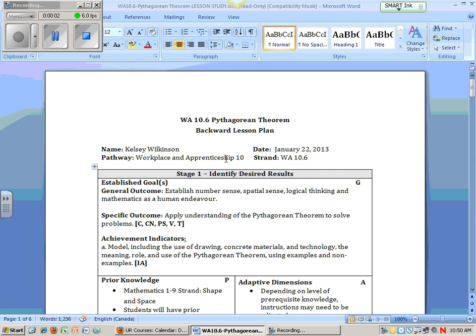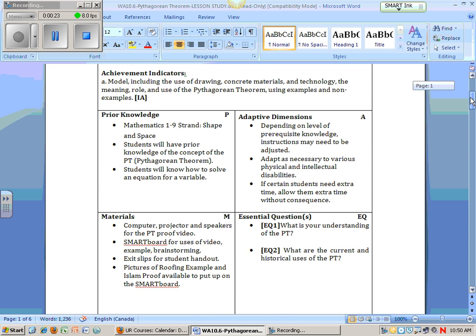Alright, so for our original lesson we did Workplace and Apprenticeship 10.6, Pythagorean Theorem, and we focused on the outcome: apply understanding of the Pythagorean Theorem to solve problems, and on the indicator: model, including the use of drawing, the meaning, role, and use of the Pythagorean Theorem. So we focused on the proof of it and what the Pythagorean Theorem actually meant.